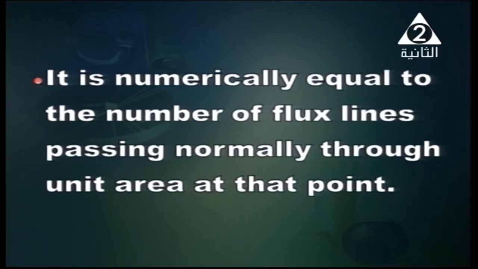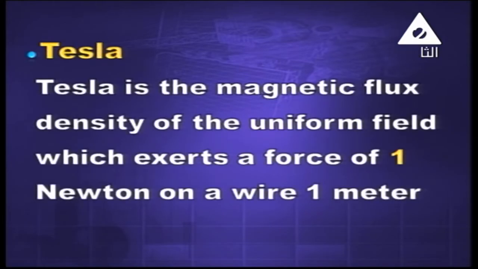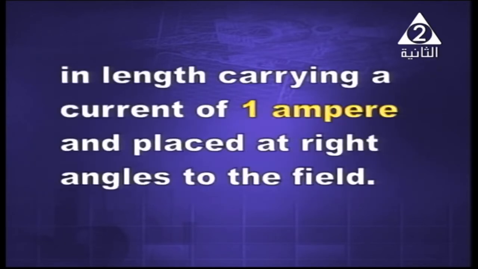And we want you to define Tesla. What about Tesla? Tesla is the magnetic flux density of the uniform field which exerts a force of 1 Newton on a wire 1 meter in length, carrying a current of 1 ampere and placed at right angles to the field. So definition of Tesla is the magnetic flux density of the uniform field which exerts a force of 1 Newton on a wire 1 meter in length, carrying a current of 1 ampere and placed at right angles to the field.